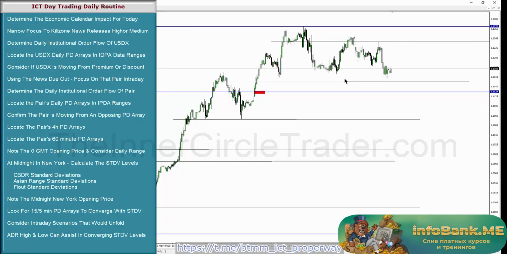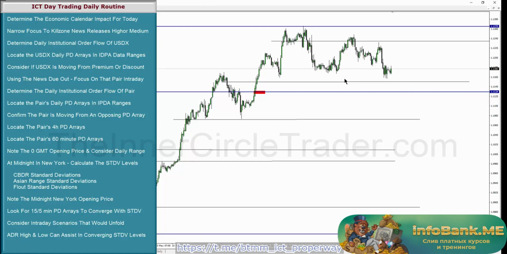So if you're willing to leave the market be and never worry about having to get that 0 GMT early start of the daily range, and just focus on midnight, which primarily is what I like to do, use that opening at midnight in New York. If I'm bullish, I want to see a move down below that opening price to some measure of standard deviations of the Asian range, the flout, or central bank dealers range, to a discount PD array that I can see on a 15-minute time frame that may converge also with a daily, 4-hour, 60-minute discount array. By doing that, it helps me in terms of confidence nail down that low of the day.